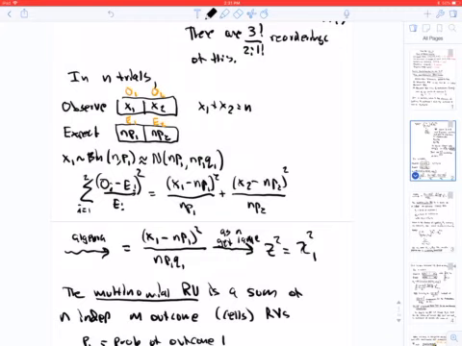that can be written as a single term, namely X1 minus NP1, which is basically the expectation of X1, squared, divided by the variance of X1, which is NP1 Q1, because the variance for binomial is NPQ. So now that, as n gets large, approaches the standard normal squared, and that is chi-squared, by definition, chi-squared with 1 degree of freedom.